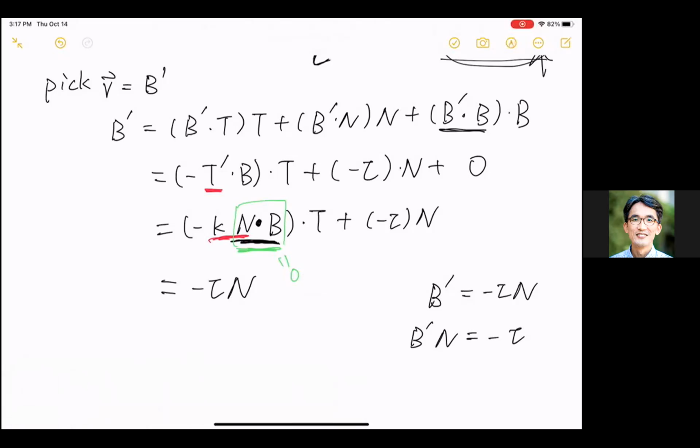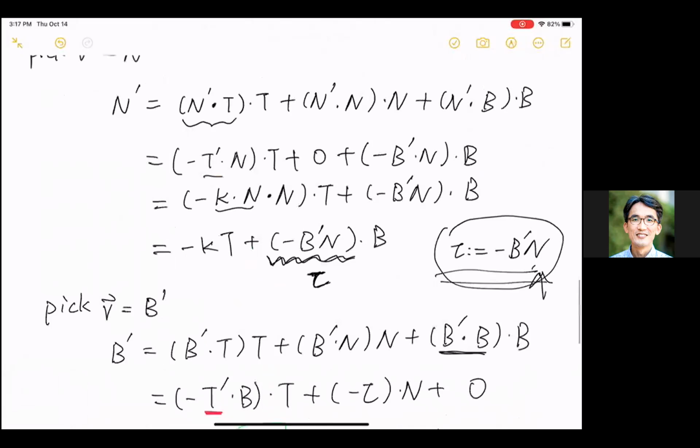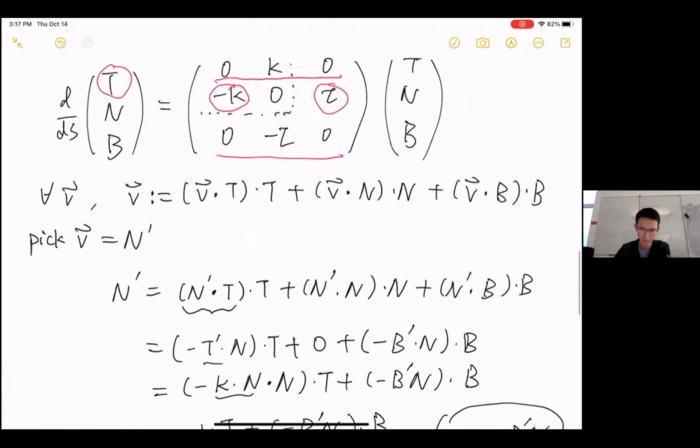Could you show me the formula again? Okay. So here, I just want to make sure I understand it well. When we take the time derivative, the derivative of n has components both in the direction of t and b. Mm-hmm. Right, and the derivative of b has components only in the direction of n. Mm-hmm. I see.